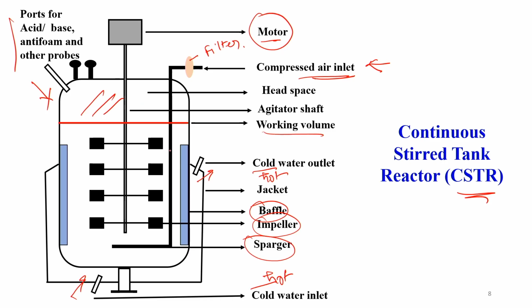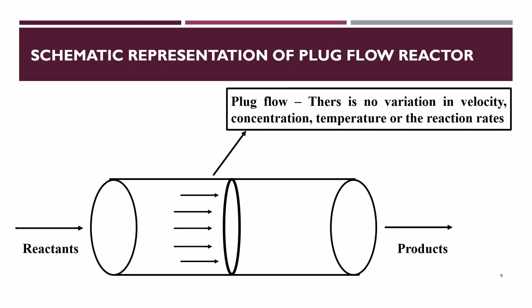For the bioreactor we need to give some head space for foaming and some other disturbances in the bioreactor. So, there is a typical ratio of working volume compared to the total volume of the bioreactor, and this is the base of the bioreactor. Similarly, we will not be discussing the plug flow bioreactor. This is a kind of tubular bioreactor. There is no variation in velocity, concentration, temperature or reaction rate along the axis; the reactant comes in and your product goes out.